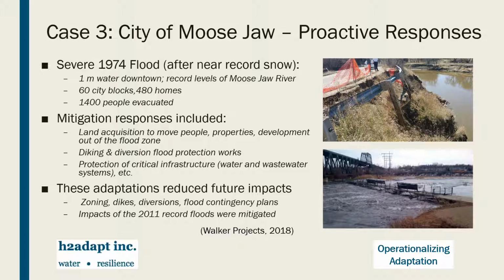The city of Moose Jaw learned from this major event and undertook significant adaptation responses by acquiring land to move people, properties, and development out of the flood zone, constructing diking and diversion flood protection works, adopting measures to protect critical infrastructure such as water and wastewater systems, and incorporating zoning changes to preserve natural areas and parklands in the flood zone. These measures, along with flood contingency planning, helped reduce impacts from the even larger 2011 record flood event, a testament to how proactive planning is economically and socially beneficial.